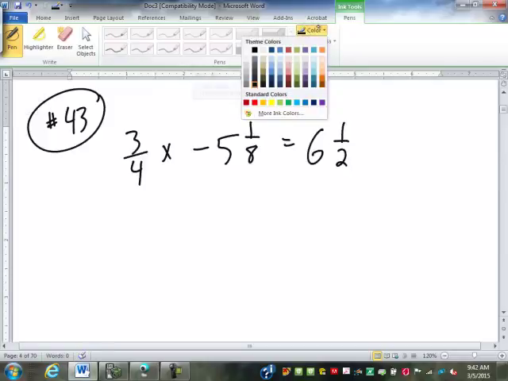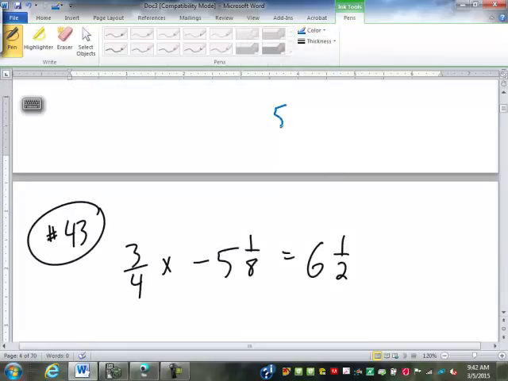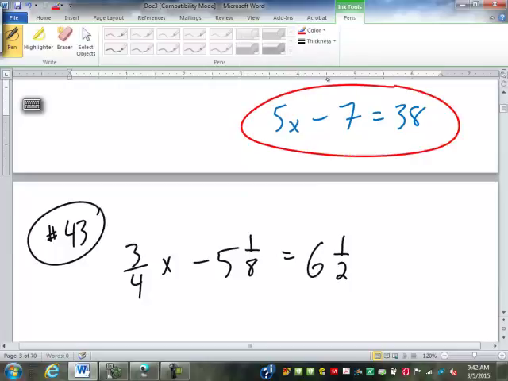Now, when we look at this one, it looks like it's kind of difficult, but it really isn't. This is pretty much the same as if we had 5x minus 7 equals 38. How would we solve this one here? What would be our first step? We would add 7, and then we would divide by the 5, right? Well, down here we're going to do the same thing.